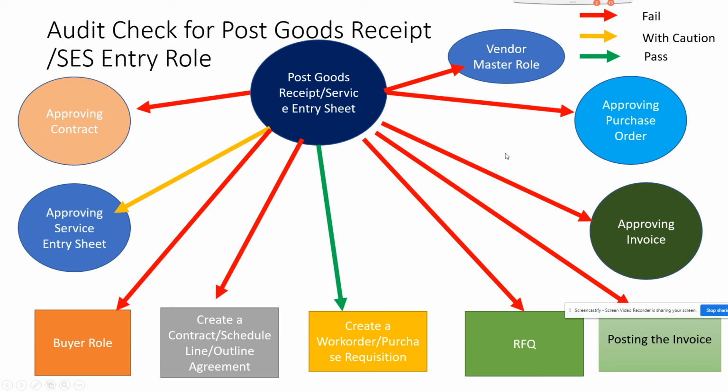But for sure, a person entering a goods receipt cannot post an invoice. A person entering goods receipt cannot change the vendor. A person entering goods receipt cannot create that particular purchase order or something like that. Okay, but some of these cases can be yellow, green, or red, whatever it is.